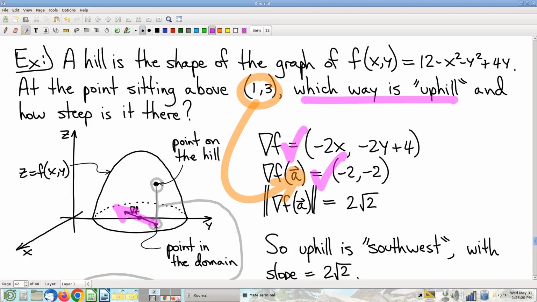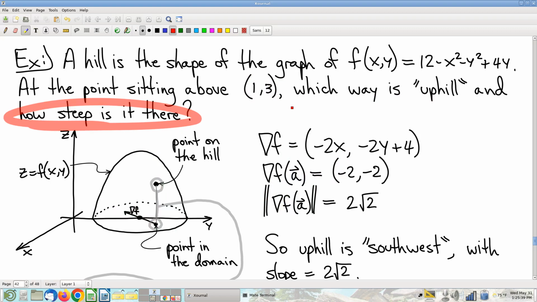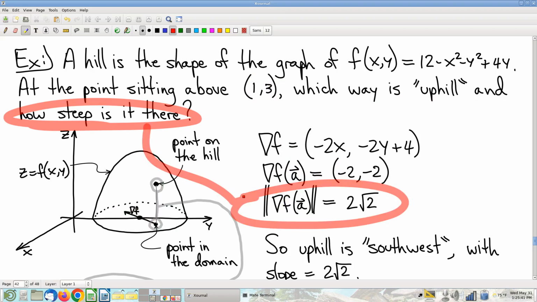Everybody happy? Okay. And how steep is the hill in that direction, right? So how tough of a climb is it as you go uphill? Well, how steep means getting rid of the rest of this stuff. How steep is the magnitude of the gradient. So again, all you've got to do is take your gradient vector, take the magnitude, and there's your answer. That's how steep it is.